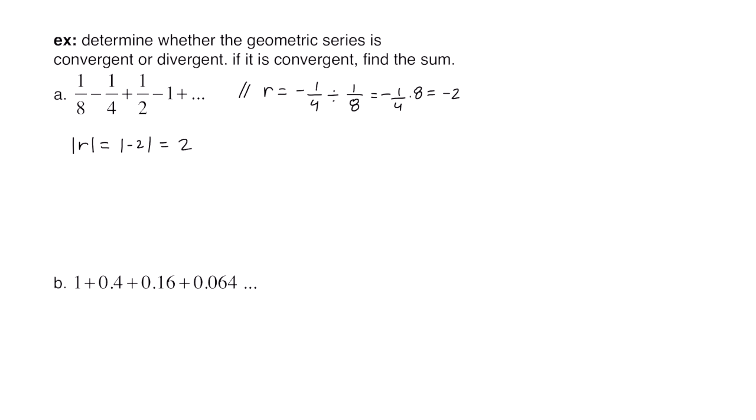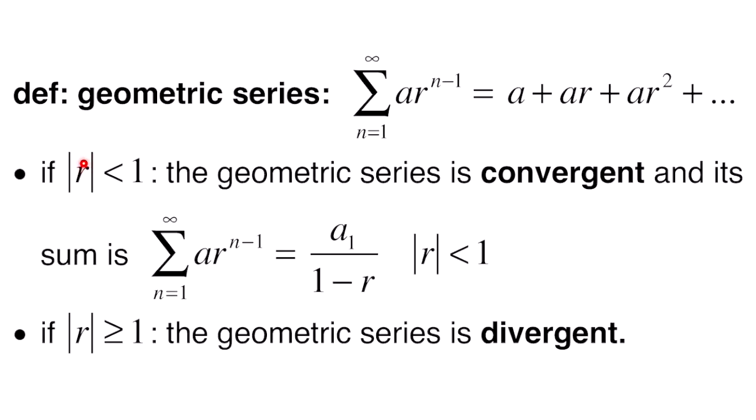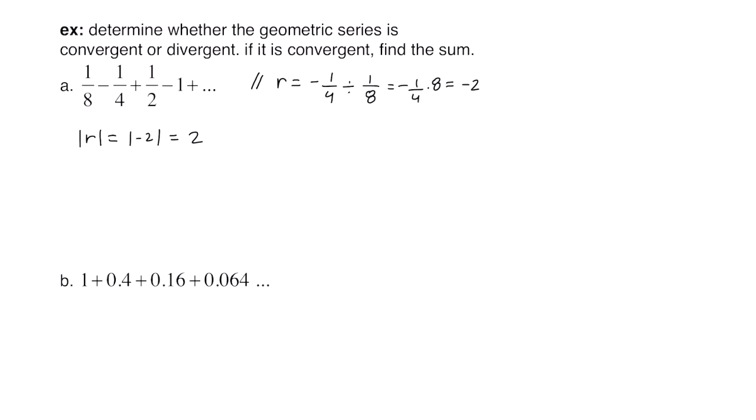And then I'm going to go back to the definition on the front page. So you check your absolute value of R. If it's less than 1, the series is convergent, and you use this formula to find the sum. If the absolute value of R is greater or equal to 1, then the series is divergent. So here we have the absolute value of R is equal to +2, and that's greater or equal to 1. Therefore, the series is divergent.